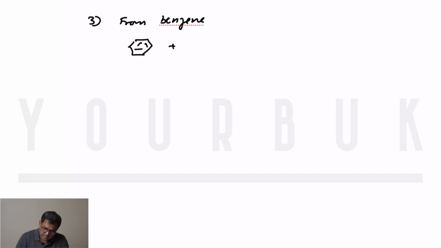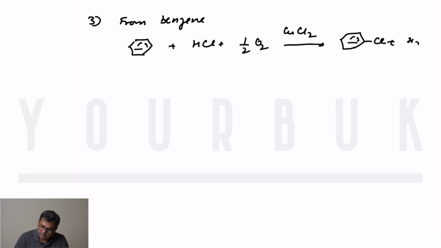Now the third method to prepare chlorobenzene is from benzene again. Reacting benzene with hydrochloric acid in the presence of oxygen, and CuCl2 is used as a catalyst. It gives chlorobenzene plus water. Now this reaction is called the Raschig process.